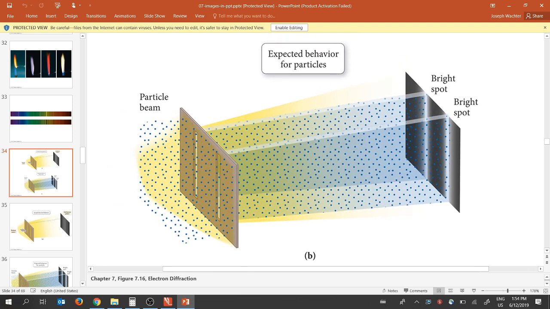So you're shooting electrons at some slits. Electrons are particles, so you would expect them to have particle behavior. The electrons that are not lined up with the slits should stop, and the ones that are lined up with the slits should go through, and you should see two bright spots on your film behind the slits. Make sense? All right. So what actually happens when you shine a beam of electrons through some slits?